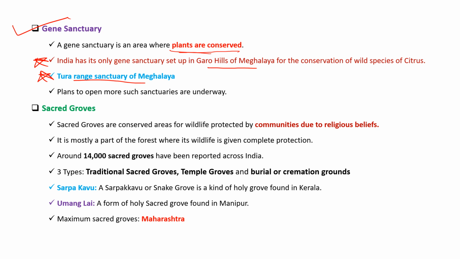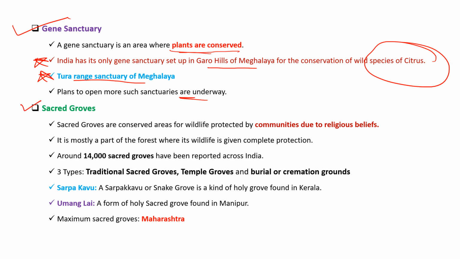The Tura Range Sanctuary of Meghalaya is located in the Garo Hills of Meghalaya and is particularly used for the protection of the wild species of citrus. The plans to open more such sanctuaries are underway. Plans, not plant, plans. The government has more plans to protect species through gene sanctuaries. So this is the gene sanctuary.